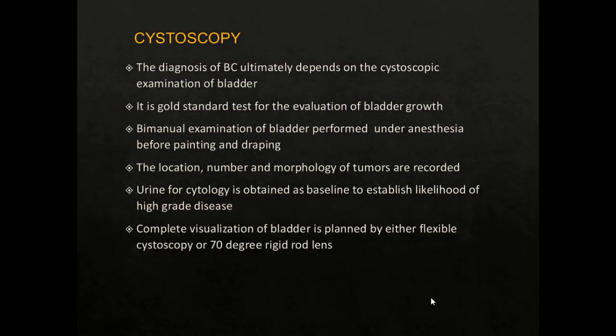Then coming on to cystoscopy, the diagnosis of bladder cancer ultimately depends on the cystoscopic examination of the bladder. It is the gold standard test for the evaluation of bladder growth. Bimanual examination of the bladder should be performed under anesthesia before painting and draping of the patient. The location, number and morphology of the tumor should be recorded. Urine for cytology is obtained as a baseline to establish the likelihood of high-grade disease. Complete visualization of the bladder is planned by either flexible cystoscopy or 70-degree rigid rod lens.